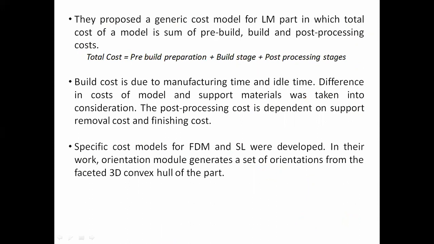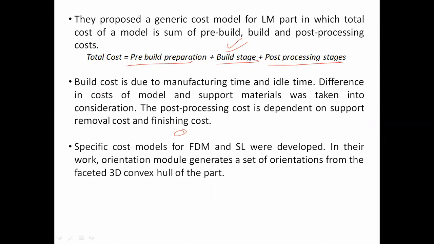So what is the generic cost model over here? The generic cost model is pre-build preparation plus build stage plus post-processing. So what is pre-build preparation? You do the machining, you do the setting of the part, and you do the processing of the part. Then the building stage, where the part is fed into the machine and the part is fabricated. And then comes the post-processing stage, where the part is post-processed, rather machined, or you do some other operations on that in order to get the accurate part.